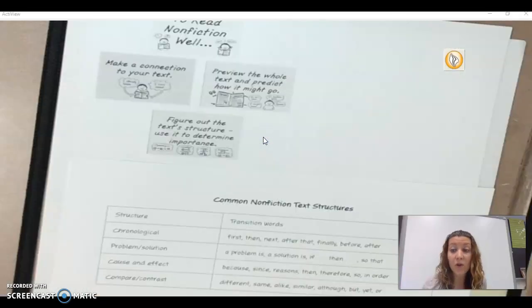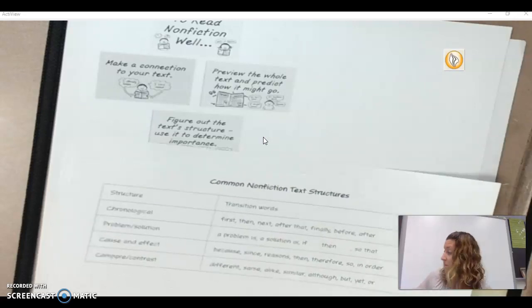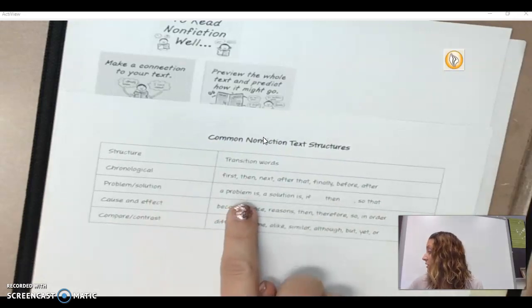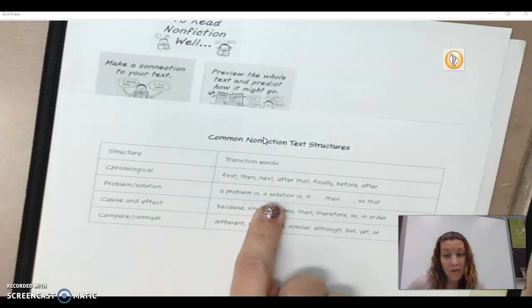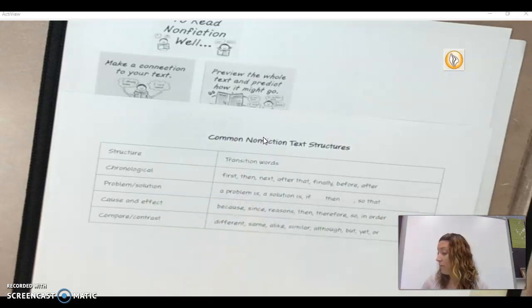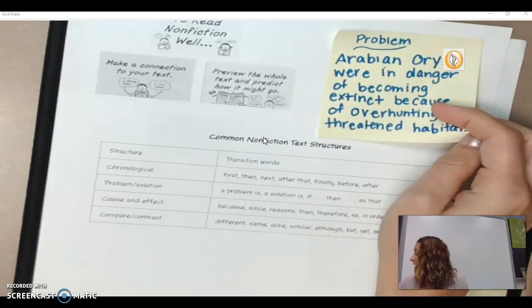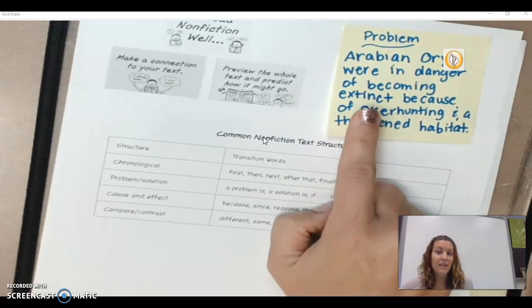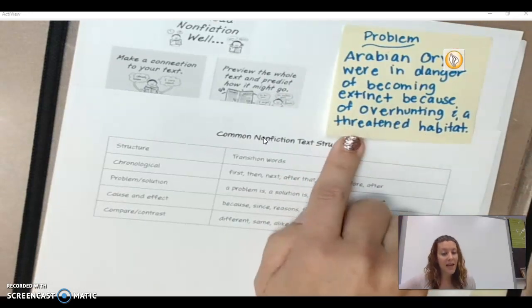So, readers, when you hear that section that I replayed for you over again two times, what text structure are you thinking about? I have a feeling that most of you are suggesting that this text is organized in a problem and solution structure, right? I have a feeling many of you wrote down that the problem is that this Arabian oryx is in danger of becoming extinct, right? And if we kept on listening, we found out that it was becoming extinct because of overhunting and a threatened habitat.